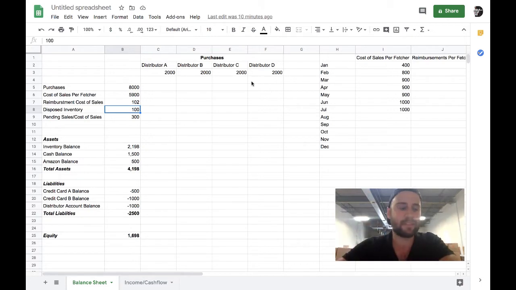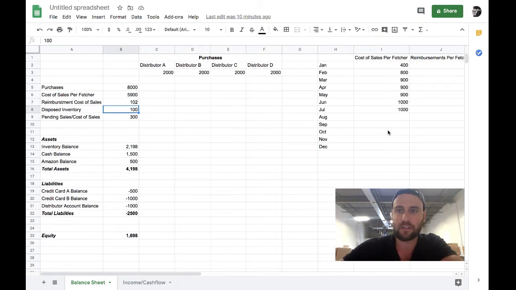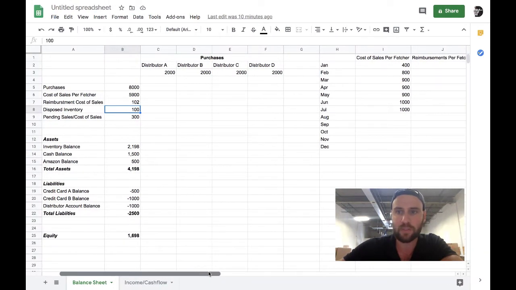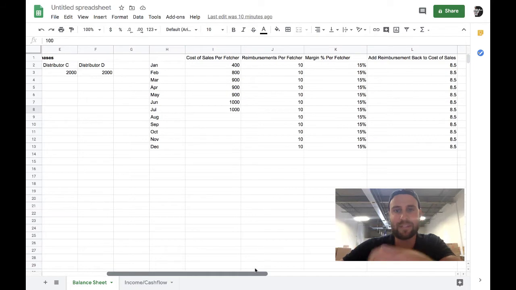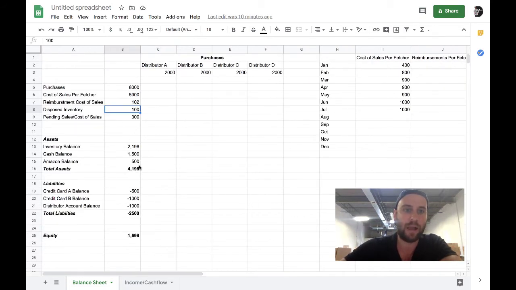So what we're doing with this template is we are trying to determine what our balance sheet is. And how we're gonna do that is by recording all the purchases we've ever made from all of our distributors, the cost of sales from Fetcher. We're gonna input that for all the months that we've ever been selling on Amazon. And then there's some other information in here, such as the reimbursements that we get from Amazon, and we're going to take out the margin of that and add the cost of the inventory related to those reimbursements back into our cost of sales.